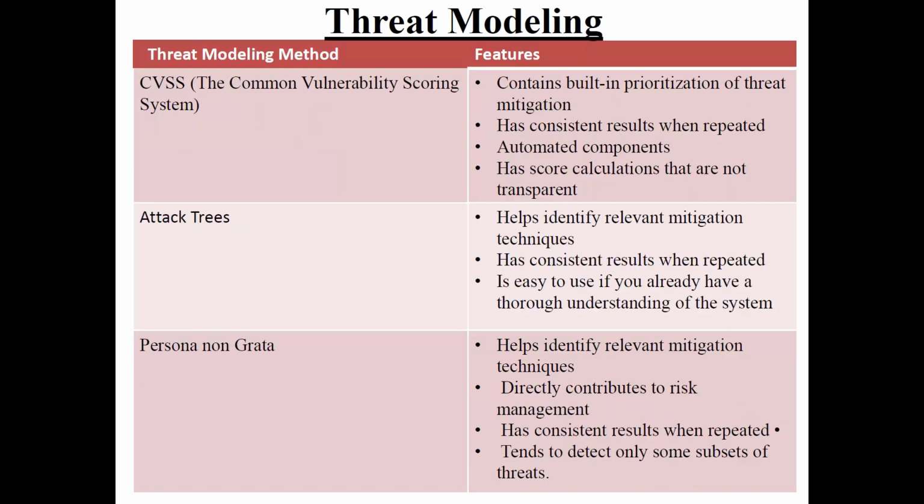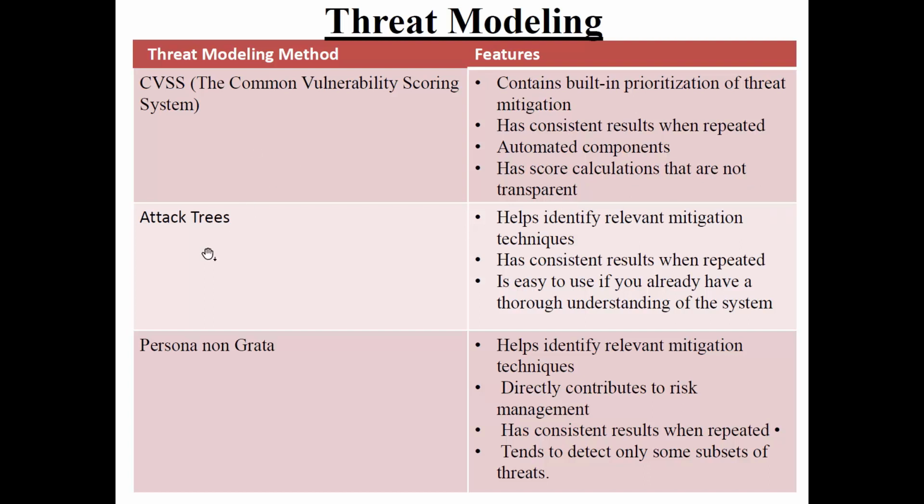Next is CVSS, the Common Vulnerability Scoring System. So this model was developed by NIST. In this model, a CVSS score is calculated. The equations which are used in this process are not clear, but all the metrics which are used are explained well in the documentation. So this has score calculations, but they are not transparent.